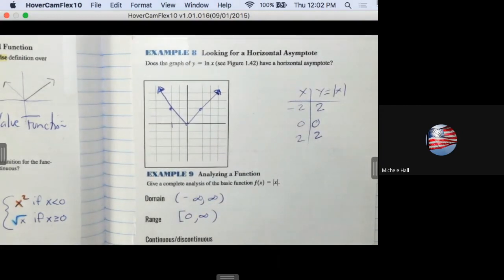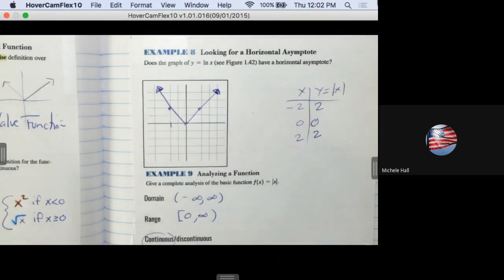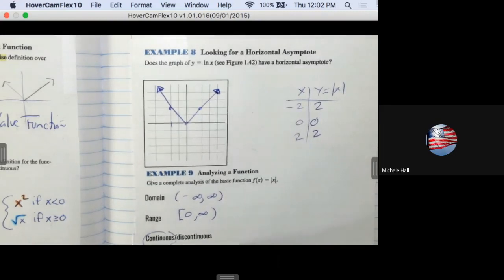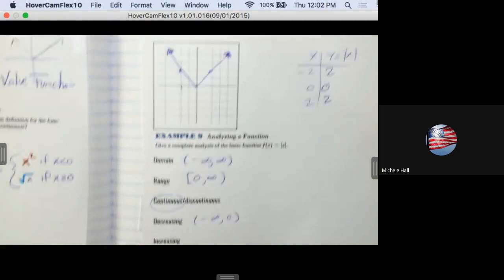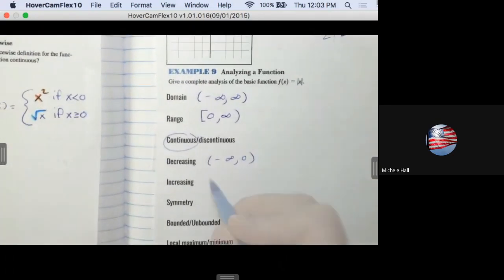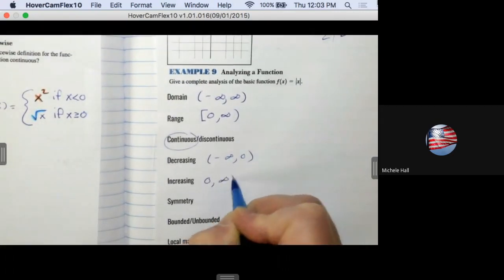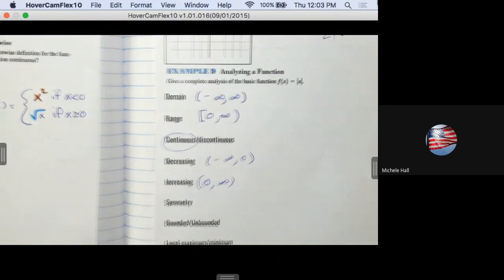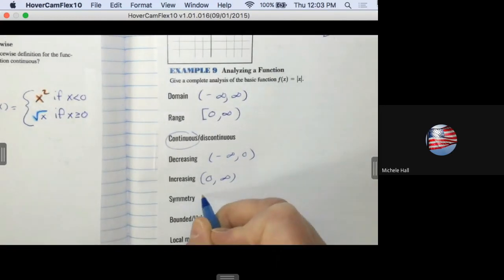Discontinuous or continuous? Continuous. Where is it decreasing? -infinity to 0, both rounded brackets, and increasing 0 to infinity. And here comes my favorite one, symmetry. I would say yes, that it has even symmetry.